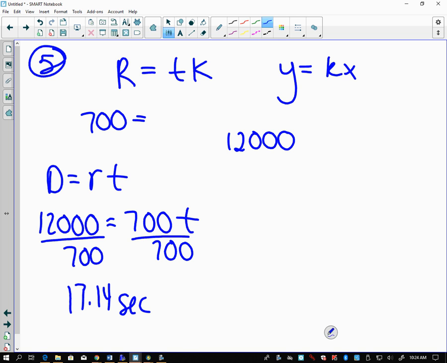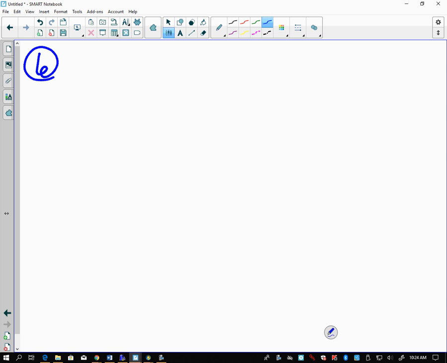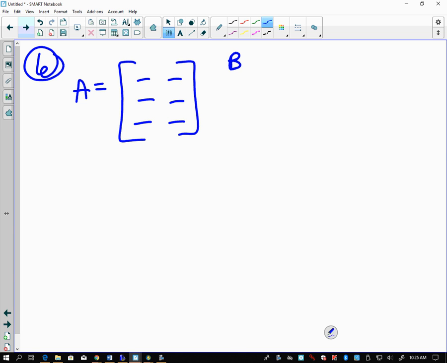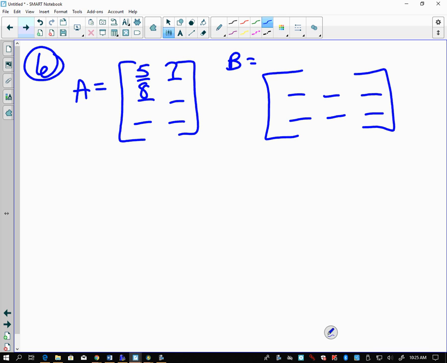This next one is a product matrix. Okay, number 6. Seeing something like this. Let's say we have matrix A, and it is a 3 by 2, and matrix B, it's a little different. It's a 2 by 3. And we want to know what is matrix A times matrix B. Real quick, give me some numbers. 5, 7, 8, 2, 4, 3.